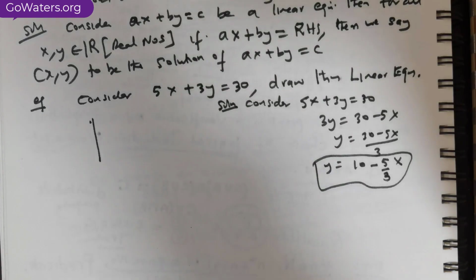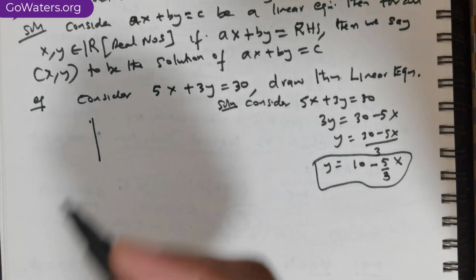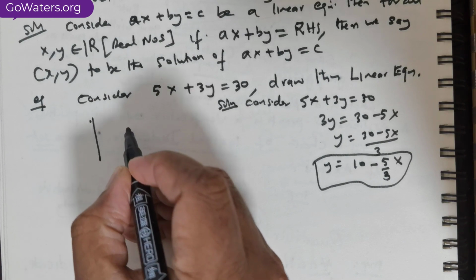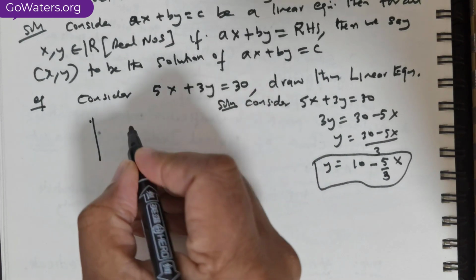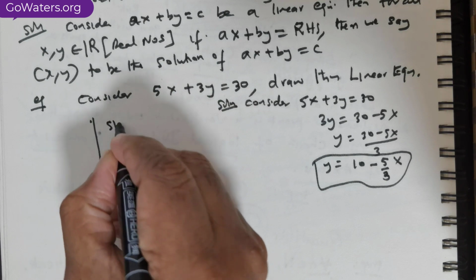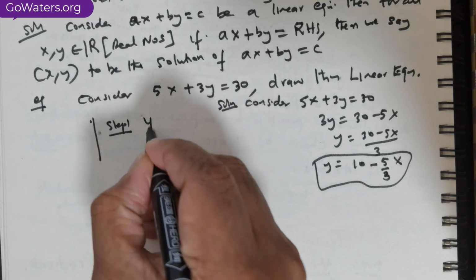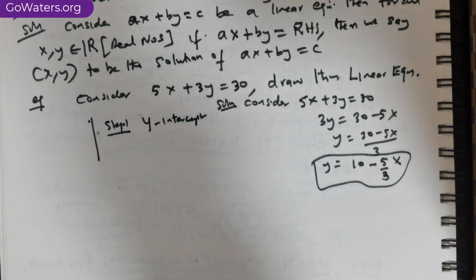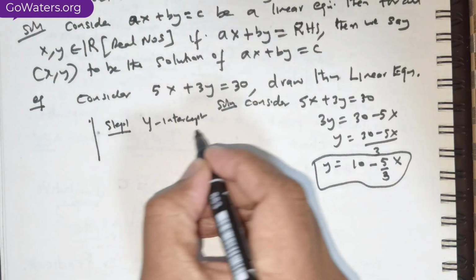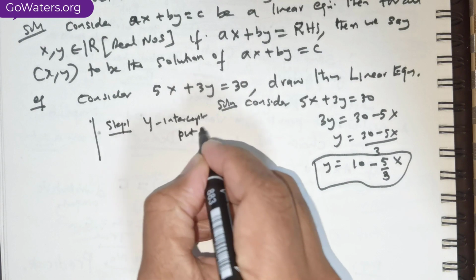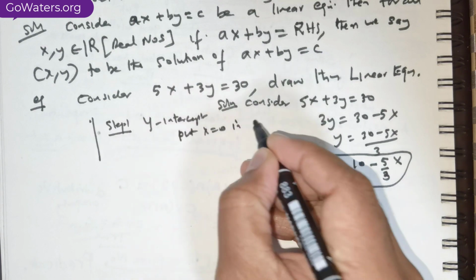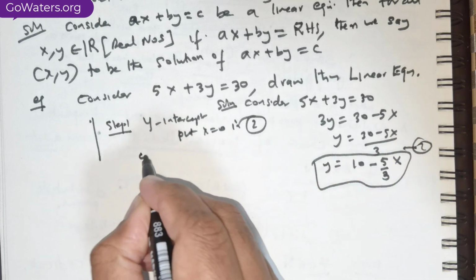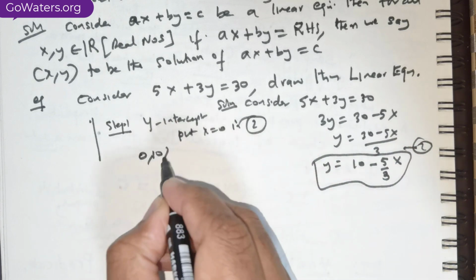Okay. Now first we need to get the x-intercept. You can either start with the x-intercept or with the y-intercept. I think the y-intercept will be much easier. So step number 1: get the y-intercept. For that, put x = 0 in equation 2. You put x = 0, you get y = 10.